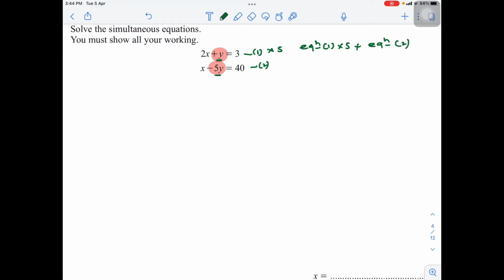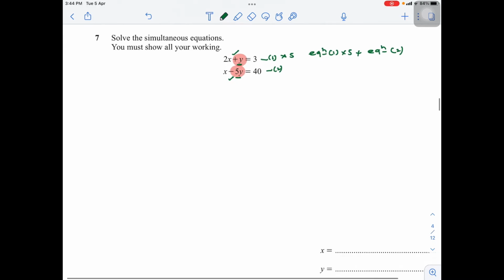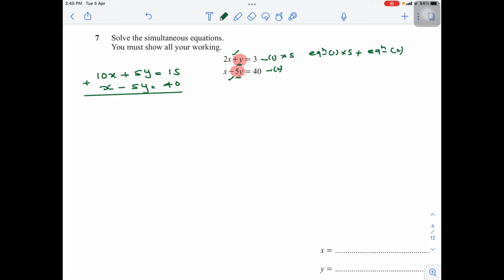I'm writing equation 1 times 5 plus equation 2, because this y is positive and this y is negative. If both have the same sign, then subtract them. If both have different signs, then add them. So equation 1 times 5: 2 times 5, 10x plus 5y, 3 times 5, 15. And x minus 5y is 40. Add them. 0. 11x is 55. Divide both sides by 11.